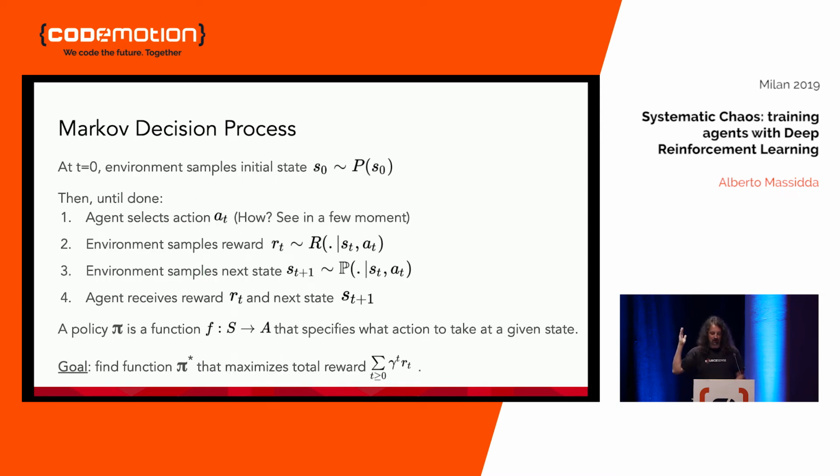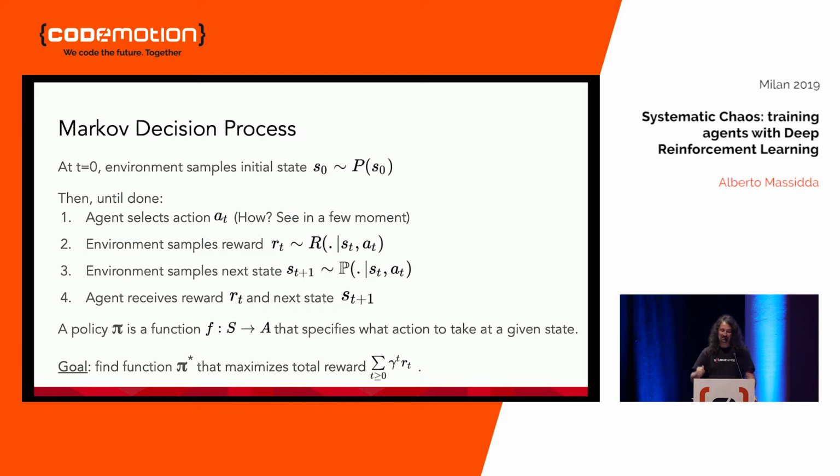So how does it work? At time 0, at the beginning, the environment samples an initial state s0 from the probability distribution of all the possible states. Then, in a loop until the end of a game, for example, an agent selects an action a at a certain time t. How? We'll see in a few moments.